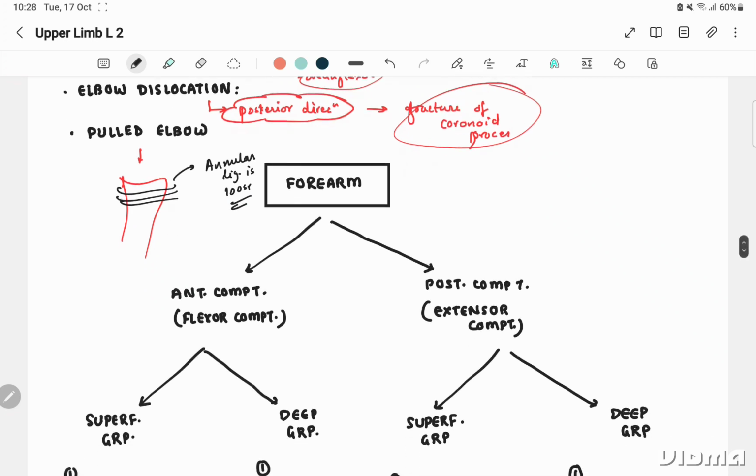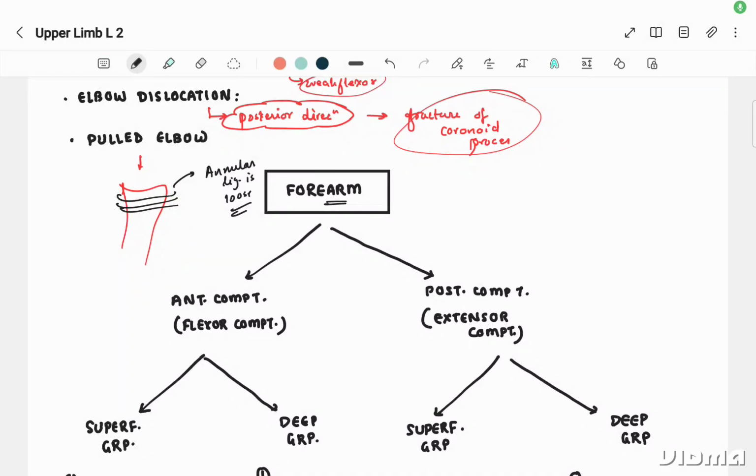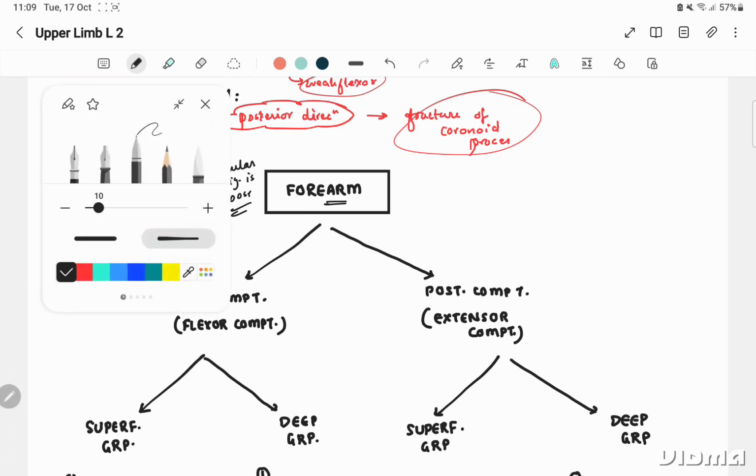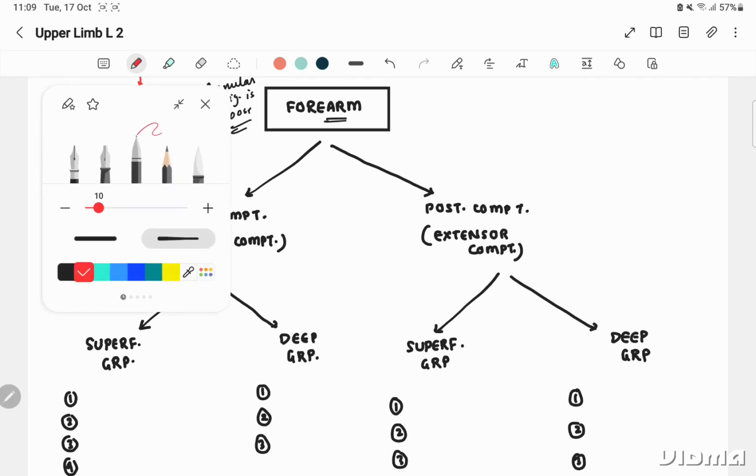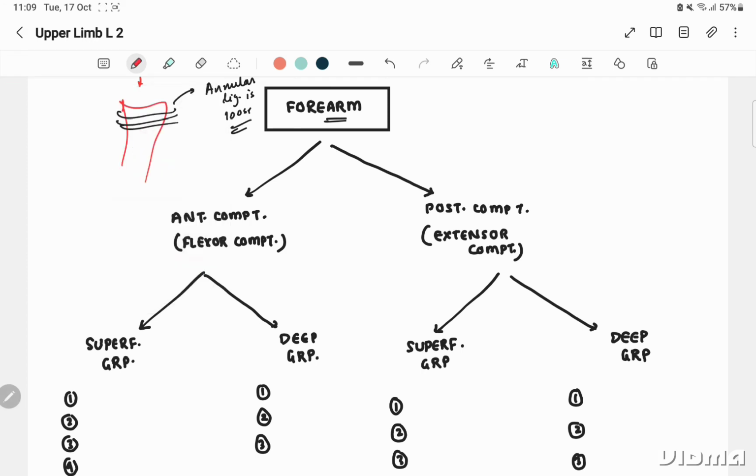Okay, then we will start discussing the next topic, that is forearm, and about the forearm muscles now. Up to here we have completed the elbow joint and the shoulder joint, and now we are going to the forearm muscles. There are a lot of muscles in the forearm but we'll cover it part by part and with the atlas images also.